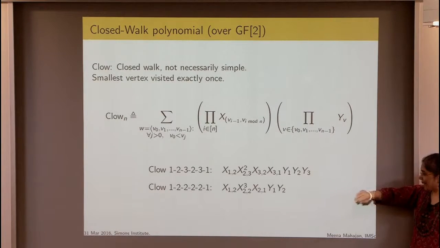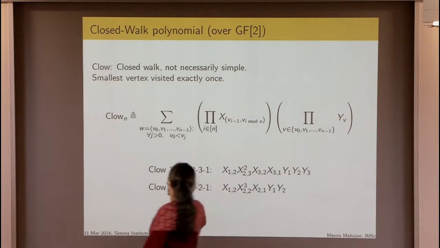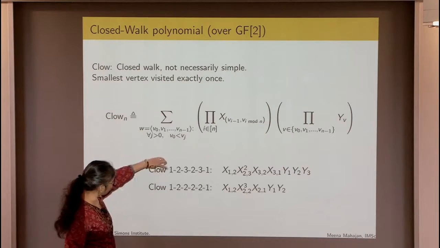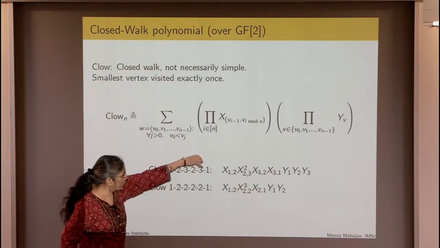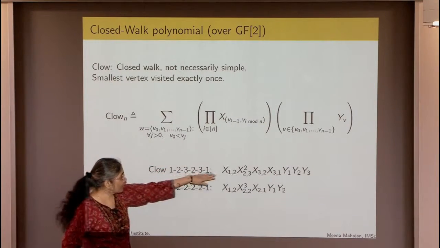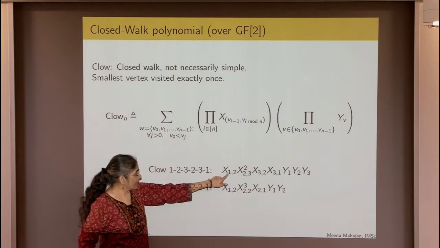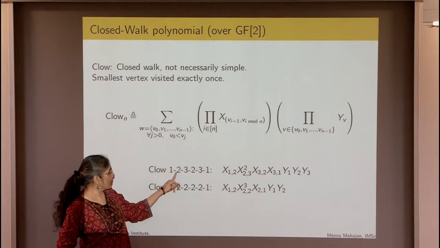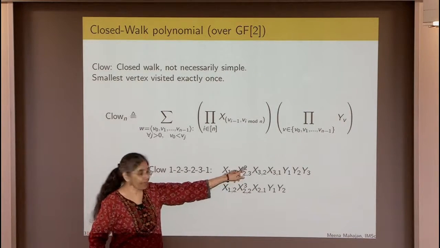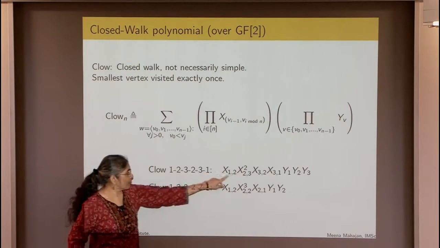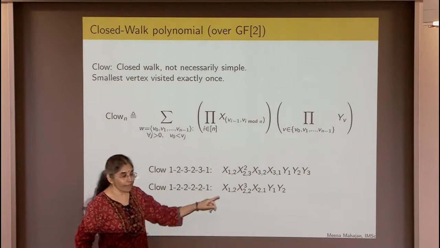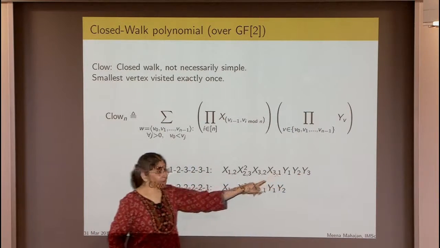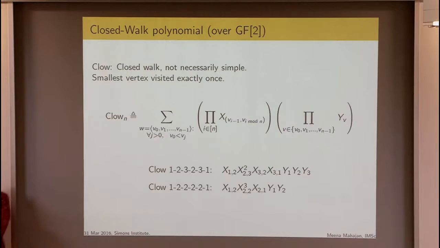Okay, I had this example. So here's an example of a Clow of length 5 or 6: 1 to 2, 2 to 3, 3 to 2, 2 to 3, 3 to 1. And that's going to give rise to a monomial which has degree 5 in the x variables. x12 is used once, 23 is used twice, so I have x23 squared, x32 is used once, and x31 is used once.